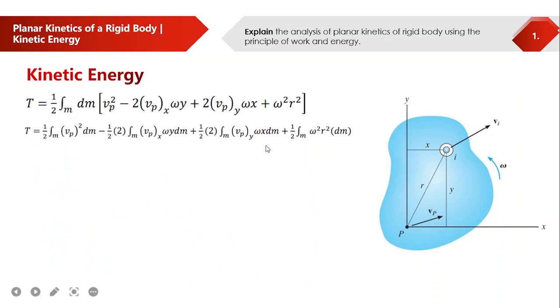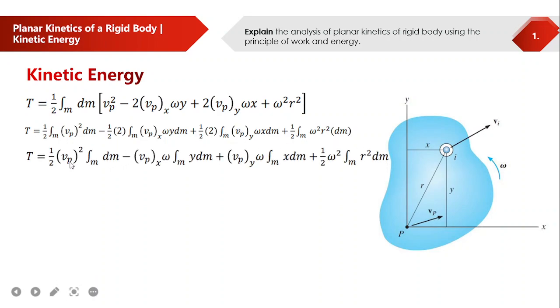Simplifying further na, distribute natin yung integral of dm, half of integral of dm, each term sa inside ating bracket. Okay. So, distribute lang each terms, no? So, this will be your result, no? So, simplify pa natin further, that will be 1/2 v sub p squared integral of dm minus v sub p sub x times omega integral of y dm plus v sub p sub y omega times integral of x dm plus 1/2 omega squared integral of r squared dm.